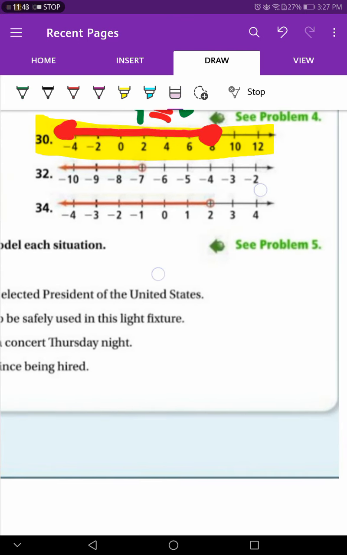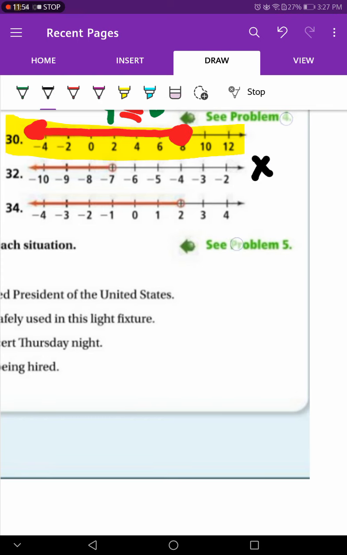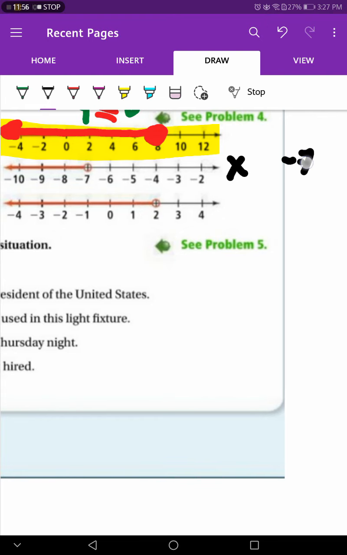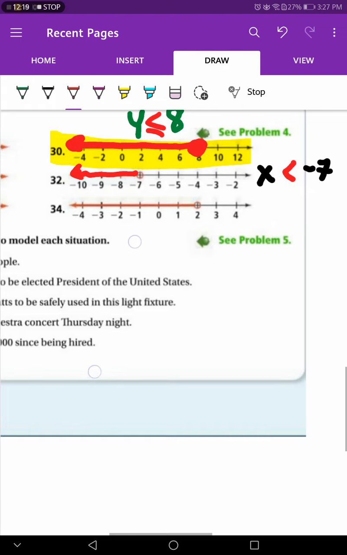32 now. Give me any letter. X. Okay, X, and we will write negative 7. So X less than or equal to negative 7. Not equal, why? Because the circle is not filled, it is empty, yes? Okay, how do you know it is less than? Because the arrow goes to the left. Okay.